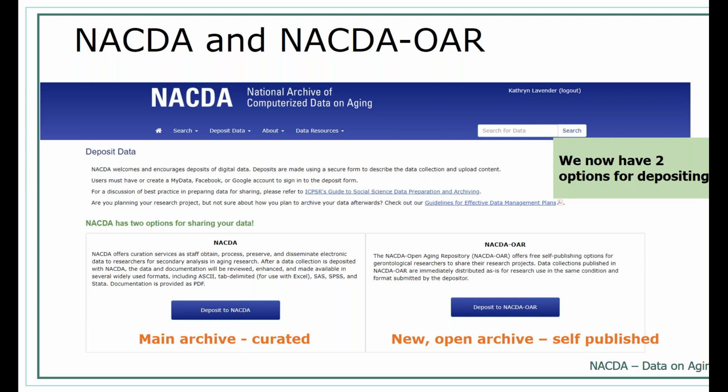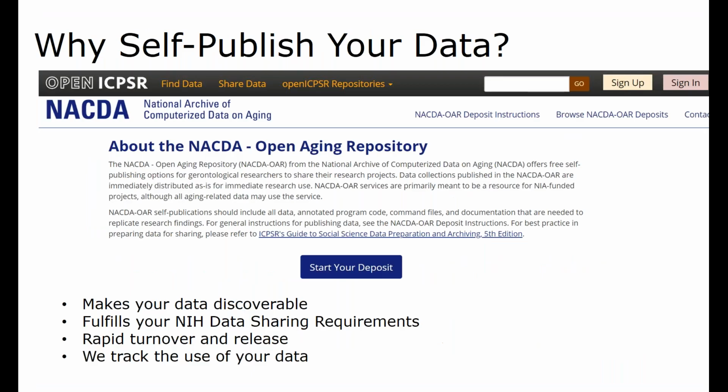We also have a new open archive for NACDA, and it's a self-published version. And I'm going to talk a little bit about why you might want to use that version. The Open Aging repository for NACDA basically provides a lot of the same benefits as depositing to the main archive, except that it's self-published. So you're fulfilling your NIH data sharing requirements, and there's a very quick turnaround for making the data available and getting your DOI.